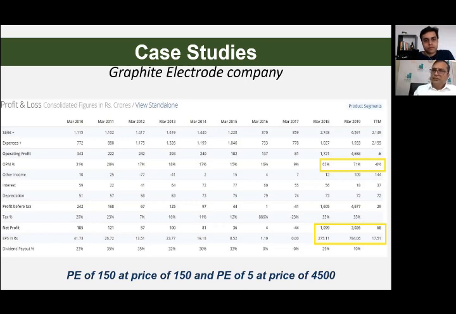So the key learning for me also was that, though I made 8x or something on this stock, I could have made much more. I could have made 20, 25x, right? And so again, there is no such thing that you are an expert in anything. You keep on learning, you keep on adding strategies to your armor.